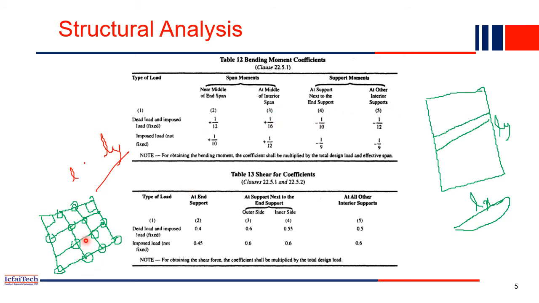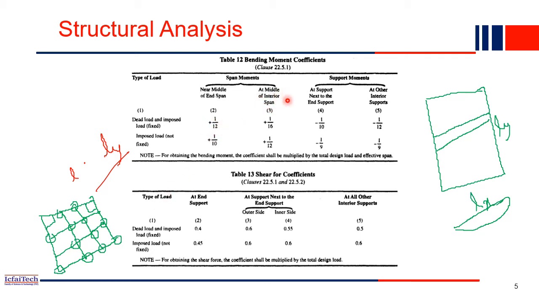For example, you want to design this slab, maybe a corner slab. In that case, this one end is discontinuous, this end also, so these two ends are discontinuous. The span moments are given near the middle of the end span. So this is the middle of the end span. When you design there, how much is the value? 1 by 12 WL square. So that will be the maximum bending moment.